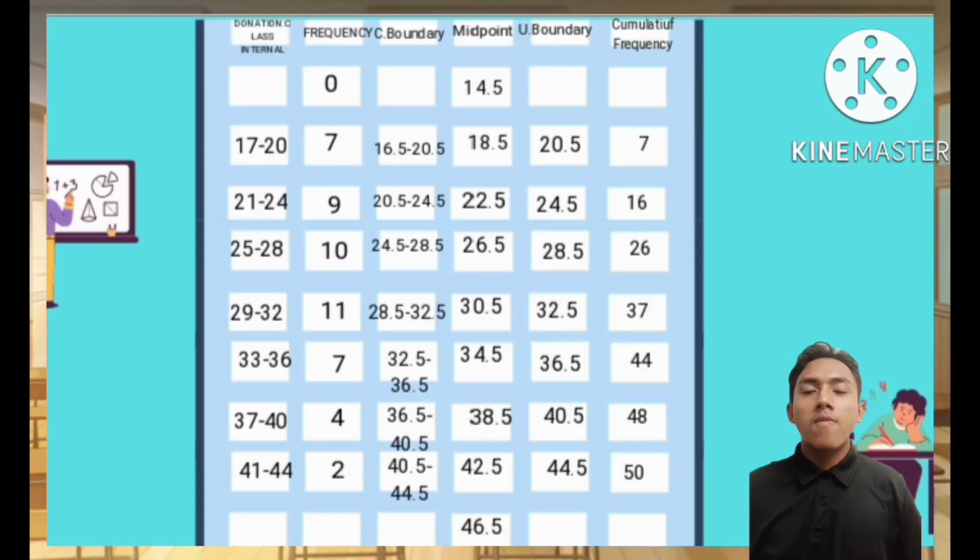We explain how to find the midpoint. For example, 17 plus 20 equal 37. After that, 37 divided by 2 equal 18.5. And so in the same way for the others.